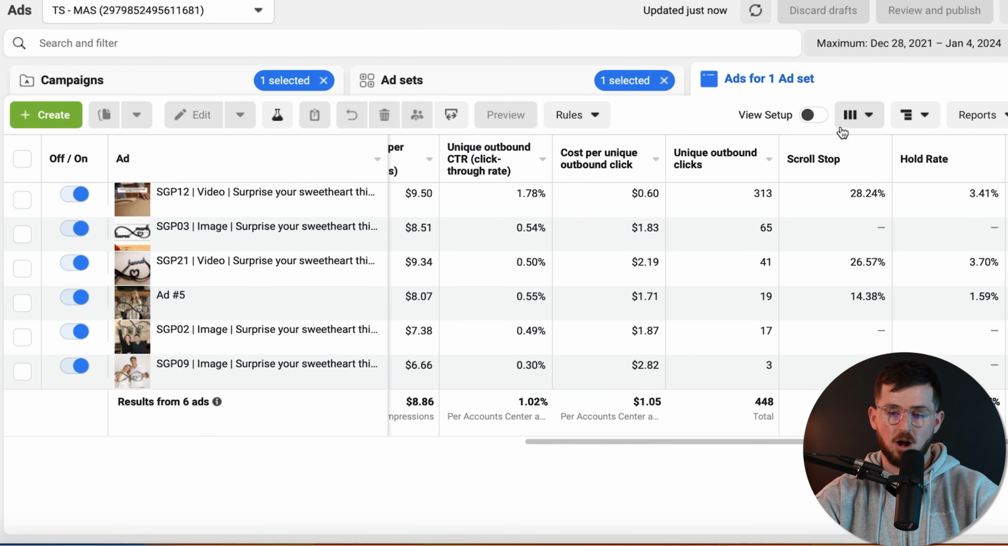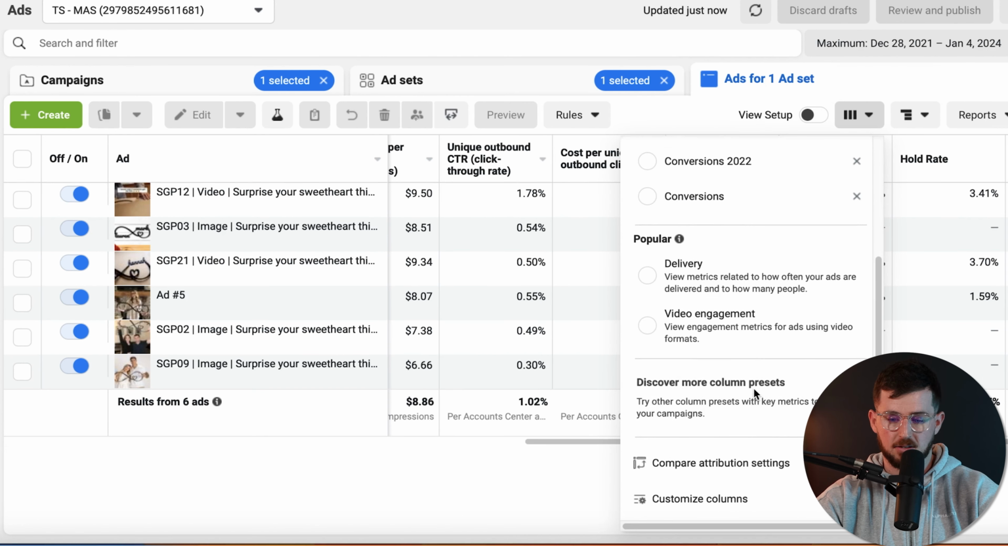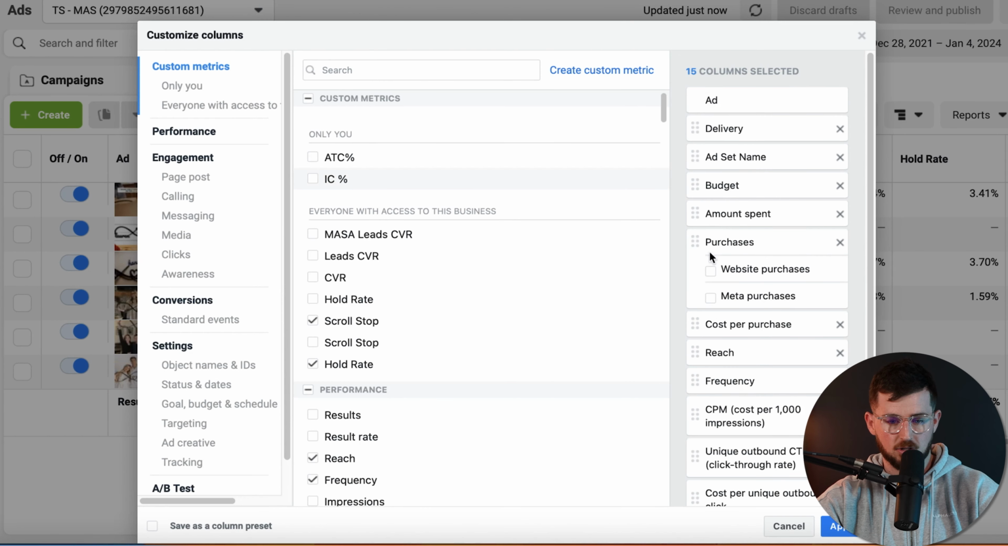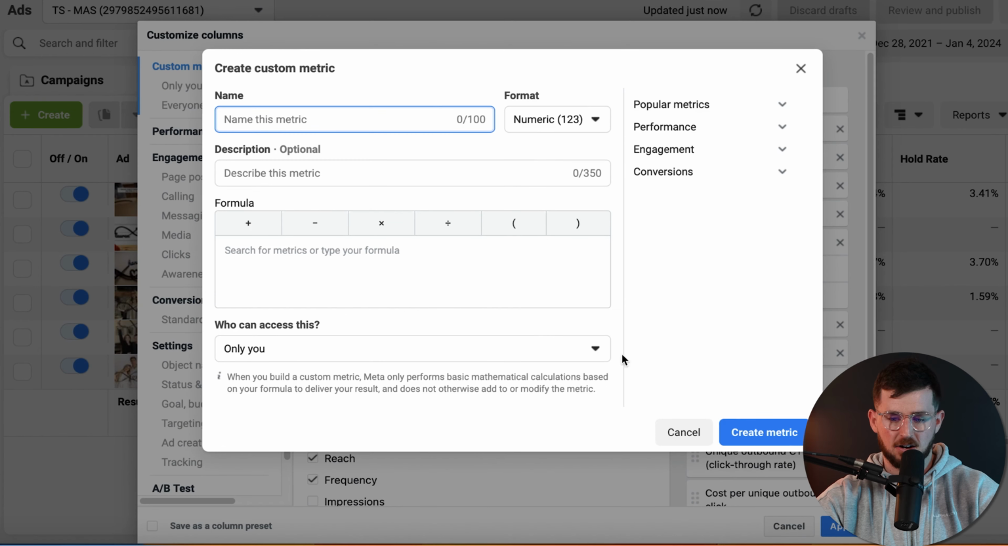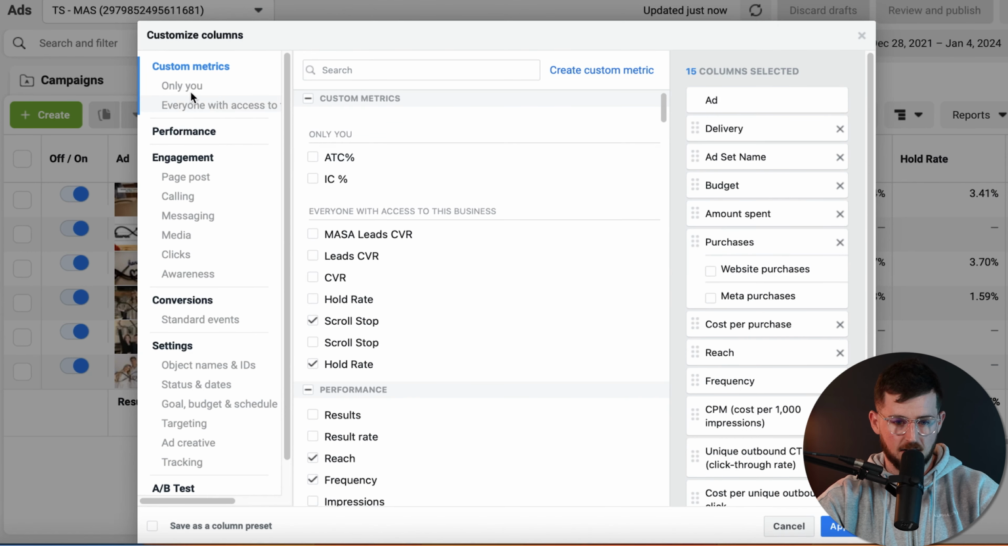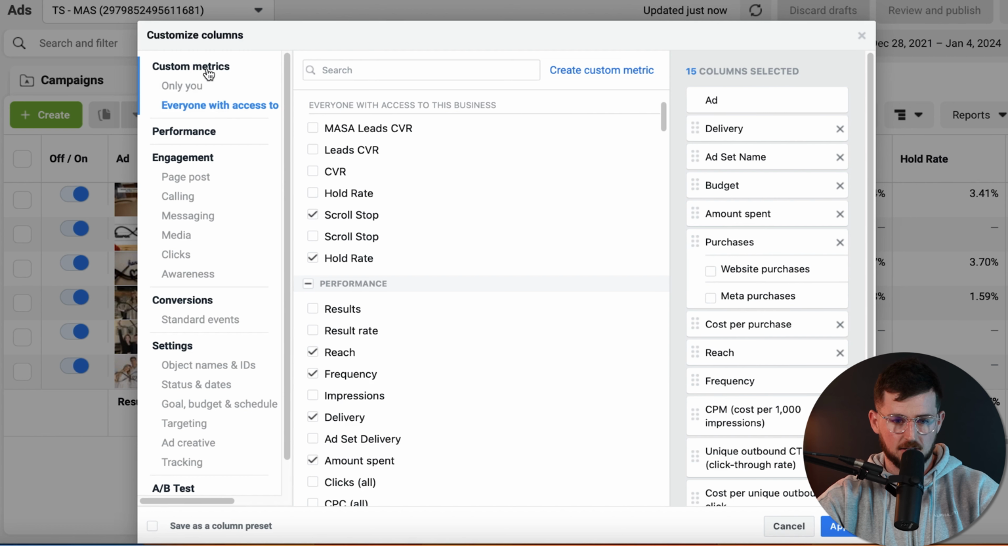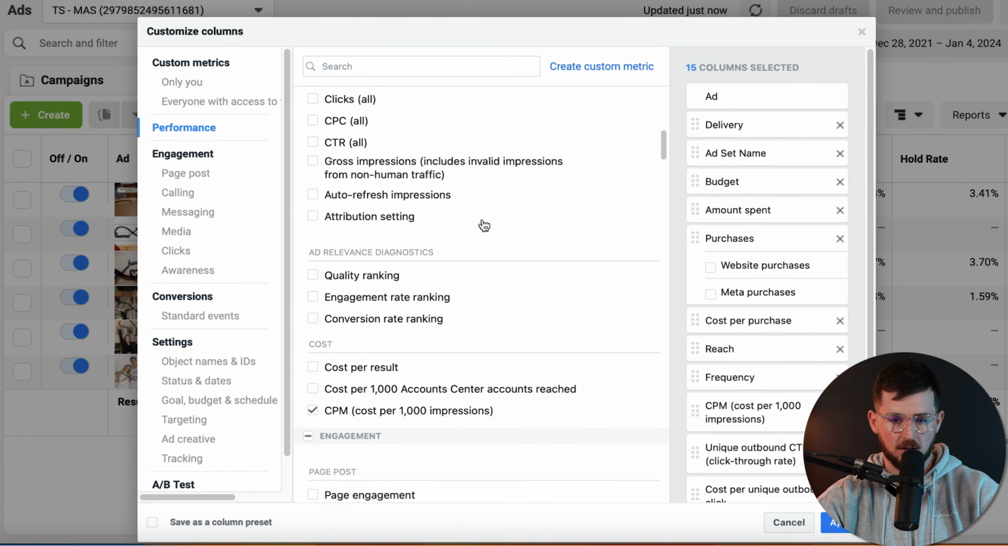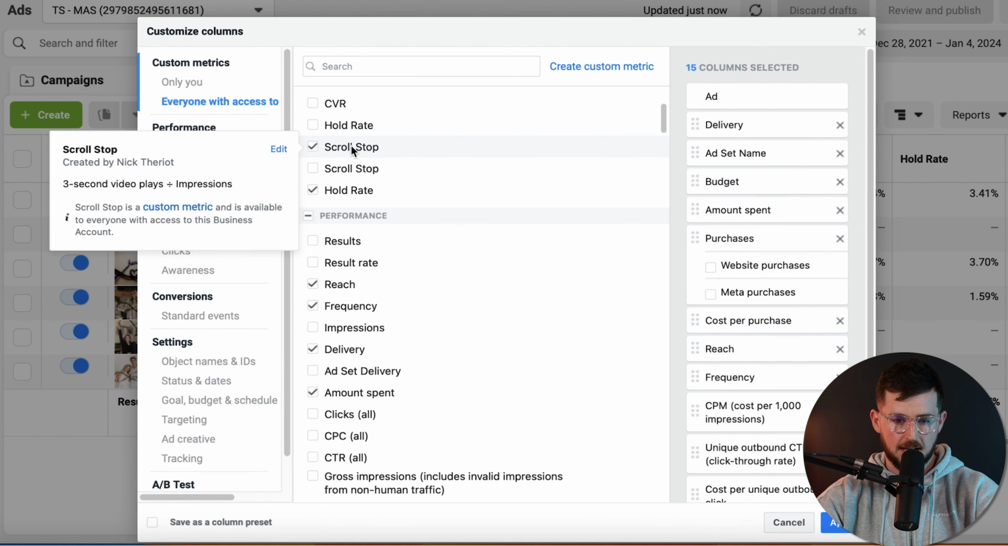And then as promised, I'm going to show you guys how to set up those specialty columns. All you've got to do is create a custom metric right here. And honestly, I forgot how to set these up. Let me go back to only me really quick. Let's see. Hold rate. Yeah. So scroll stop and hold rate. Let me just show you guys really quick.